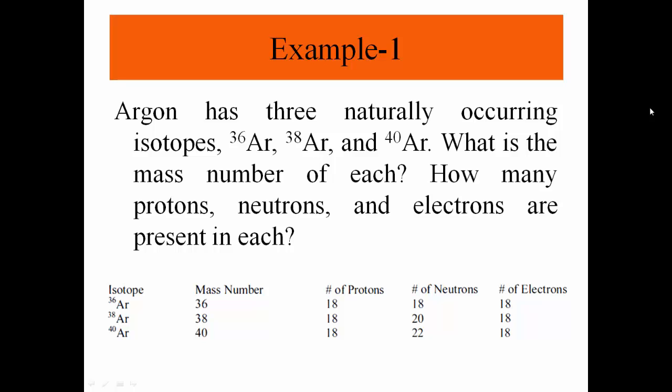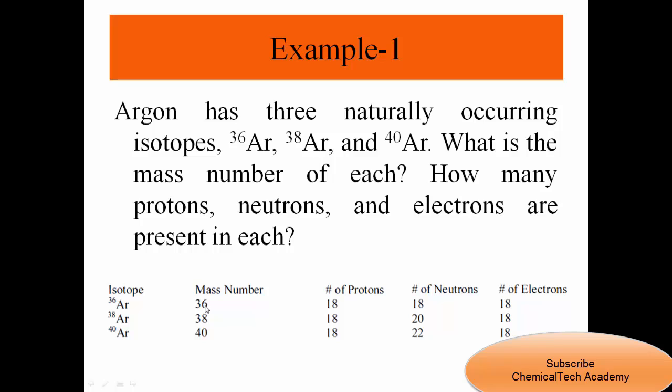Argon has three naturally occurring isotopes: argon 36, argon 38, and argon 40. These numbers mean atomic mass. So what is the mass number of each? How many protons, neutrons, and electrons are present in each? As you see here, we have three isotopes. As you know, the top one is the mass number. So we have 36, 38, and 40.